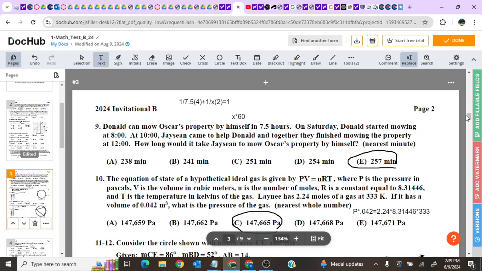6. Donald can mow Oscar's property by himself in 7.5 hours. He starts mowing at 4 and at 10 Jason comes to help. And they finish at 12. How long would it take Jason to mow Oscar's property himself?